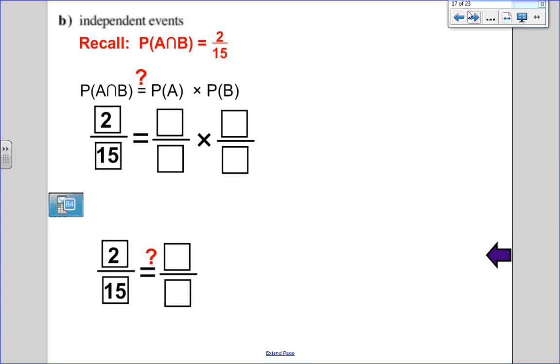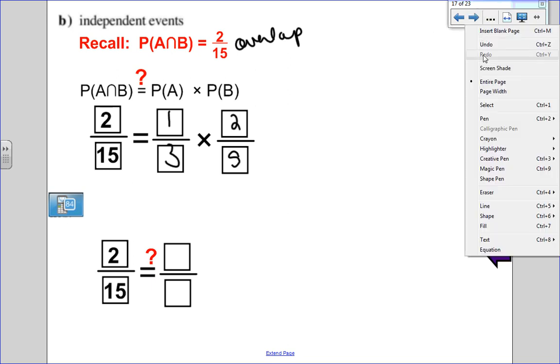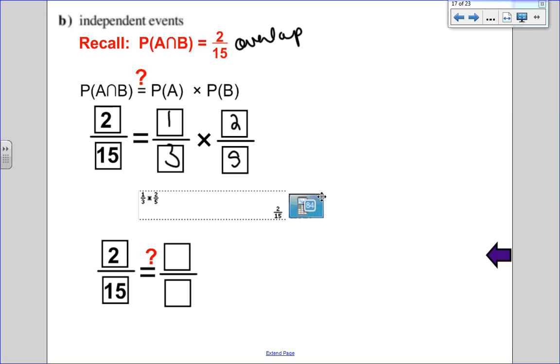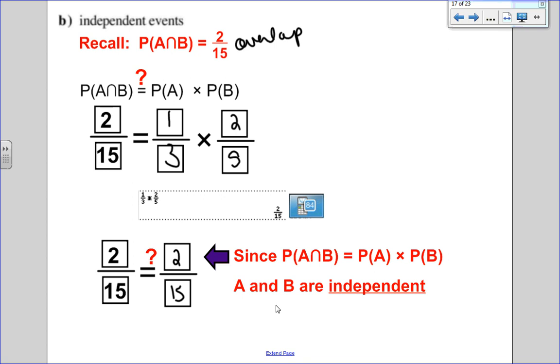So in part B, I want to know if they are independent events or not. So I want to know if the probability of A and B is the individual probabilities of both multiplied. So this was that overlap that we just discovered. Okay, so the probability of A occurring was 1/3. The probability of B occurring was 2/5. So you can multiply those together on your own, or you can use the calculator to help you out, and that's 2 out of 15. So since those are equal, since the probability of A and B happening is equal to the probability of A times B, these are independent events. So this is how you prove it.